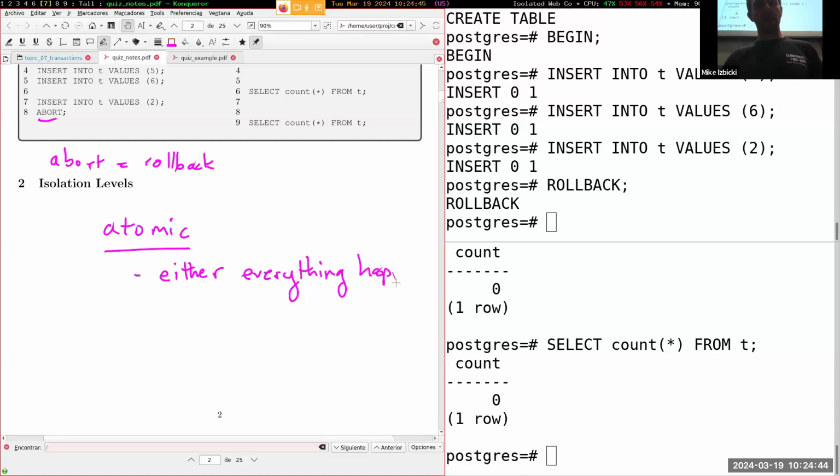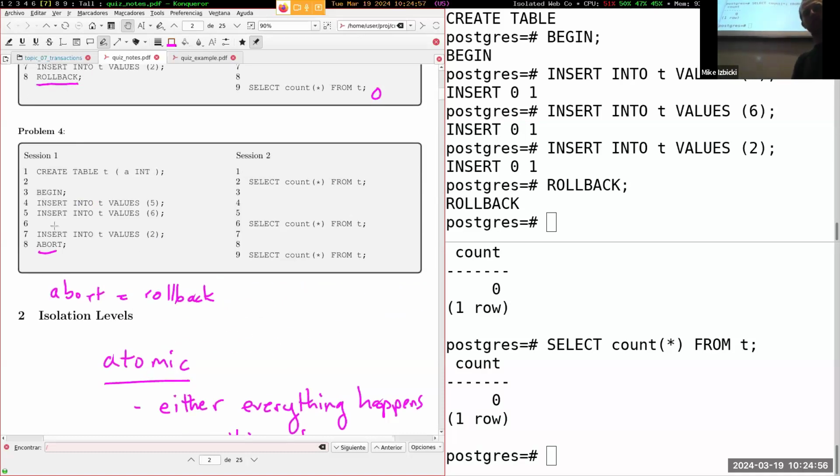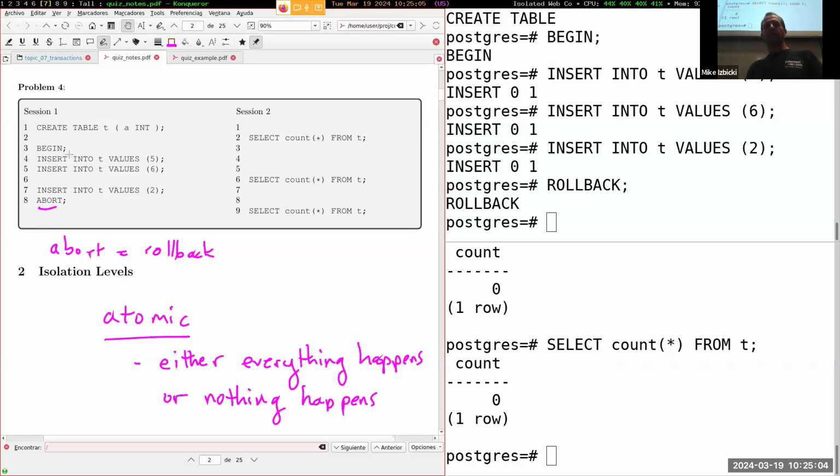Either everything happens or nothing happens. And so here we have these 3 inserts inside of this transaction. This is a relatively simple transaction with only 3 things going on, but the atomicity of Postgres guarantees that either all 3 of these things will be inserted or 0 things will be inserted.